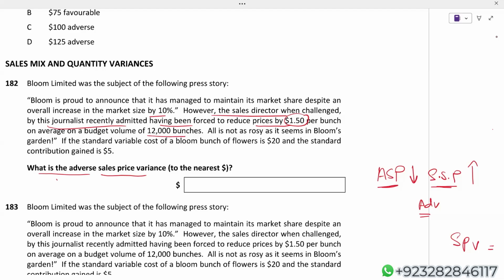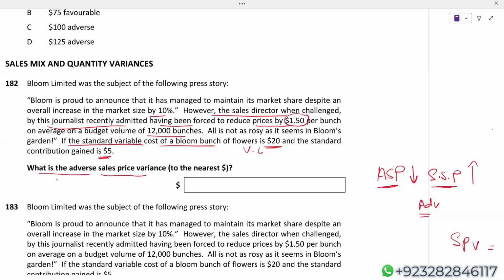All is not as rosy as it seems in Bloom Garden. If the standard variable cost of a Bloom bunch of flowers is $20, variable cost is $20 and a standard contribution is $5. Now examiner is asking us what is the adverse sale price variance. We have already made up our mind that if actual selling price is lower than the standard selling price, then definitely the variance is going to be adverse.